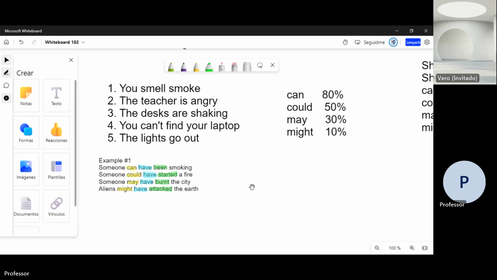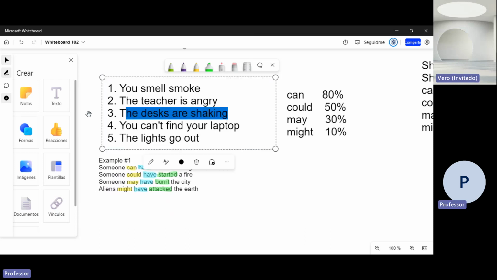¿Cómo vamos con estos, Vero? I finished. Oh, you finished. Perfect. Number 2, the teacher. A student can have faulted another student. Okay, good. The other, the principal could have asked for the lesson plan. Okay, good. The students may have made a joke. May have made. Okay, good. And the parents may have faulted the teacher. Very good. Well done. What about number 3?